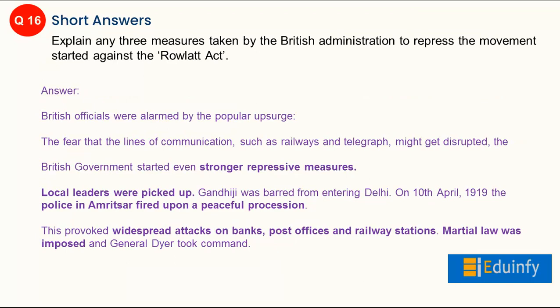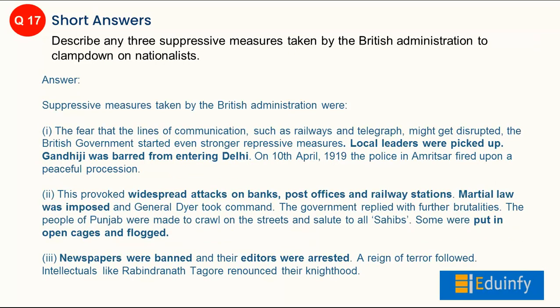Explain the three measures taken by the British administration to repress the movement started against the Rowlatt Act. British officials were alarmed by the popular upsurge. They feared that the lines of communication, such as railways and telegraph, might get disrupted. The British government started even stronger repressive measures. Local leaders were picked up. Gandhiji was barred from entering Delhi. On 10th April 1919, the police in Amritsar fired upon a peaceful procession. This provoked widespread attacks on banks, post offices, and railway stations. Martial law was imposed.